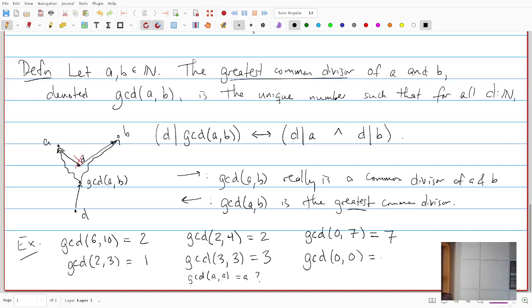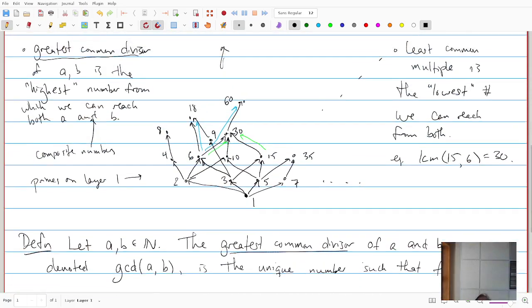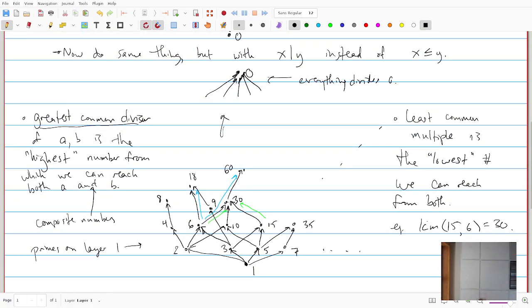Okay, wrong. Because remember, I said the word greatest here doesn't mean bigger than in the usual sense. It means the highest up thing on that diagram. What was at the very, very tippy top of that diagram? 0, right? If greatest here meant bigger, then we would have to say GCD of 0, 0 is undefined, because there's no biggest natural number. But there is a highest up thing on this diagram. That's 0. Everything divides 0.